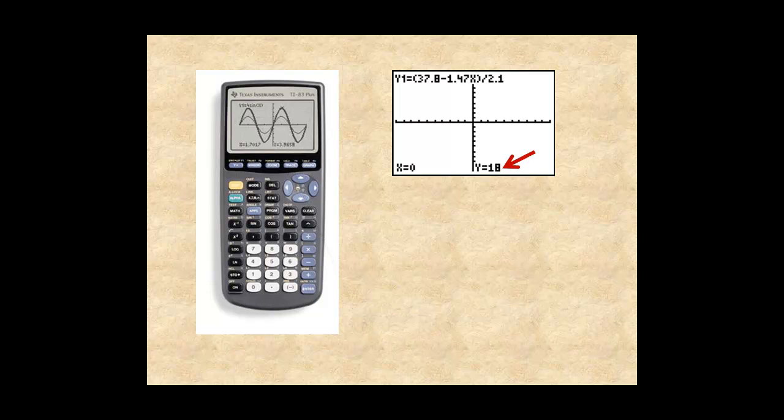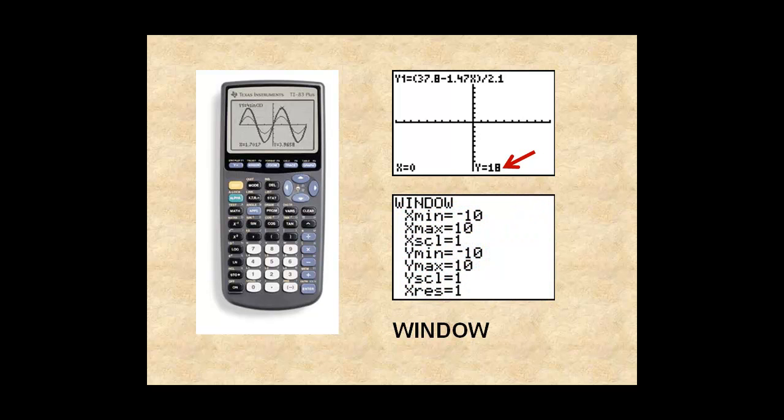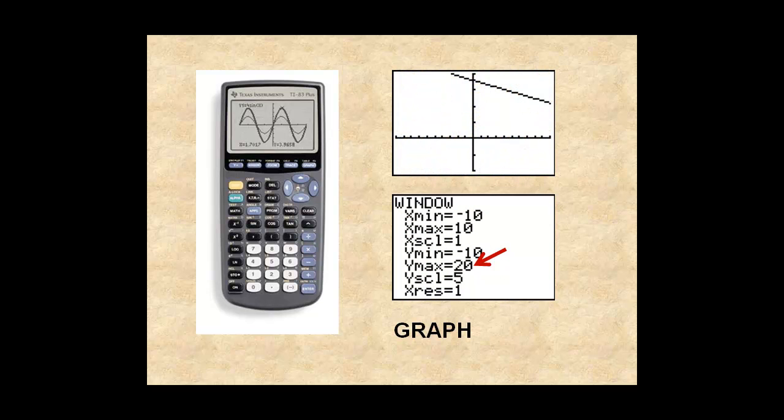Go to Window and change y-max to 20, and then press Graph. Now you can see the y-intercept, but it is too close to the edge of the screen. Go back to Window and change y-max to 30. Then press Graph again. Now the y-intercept is not so close to the edge.